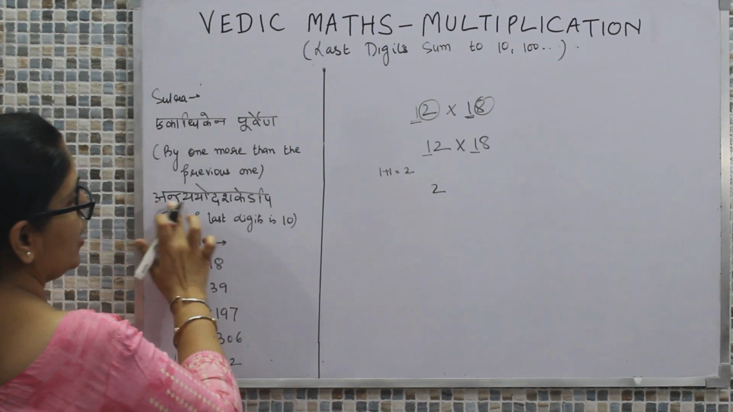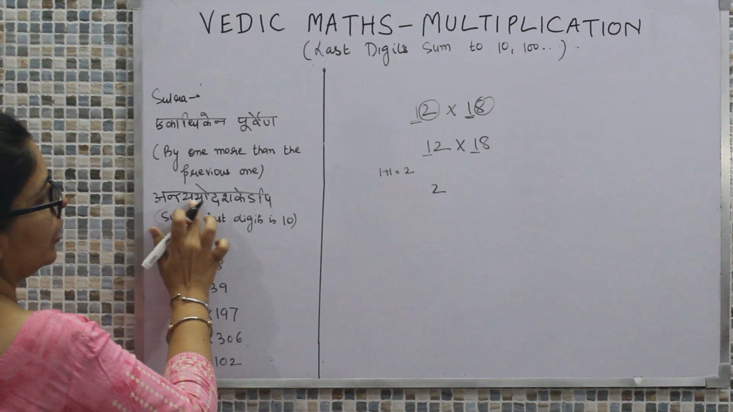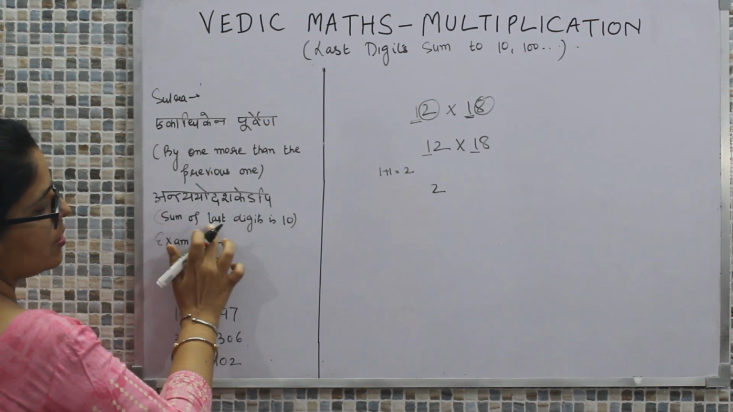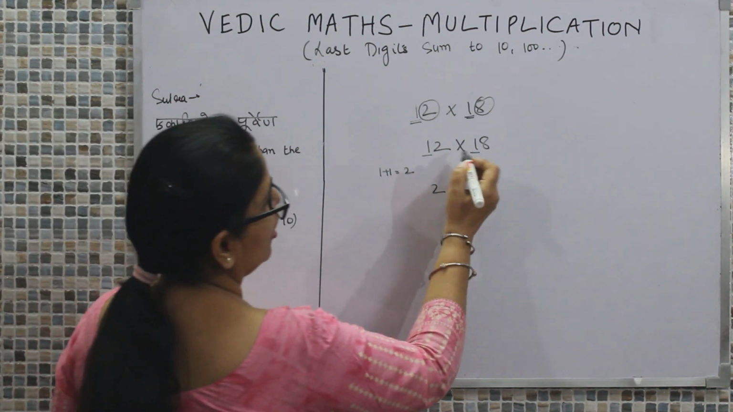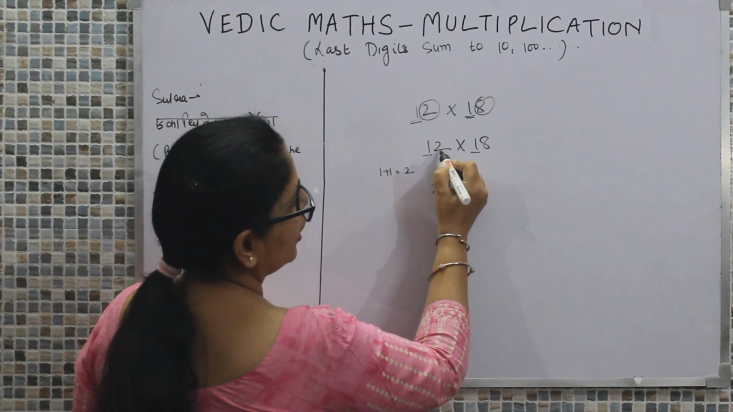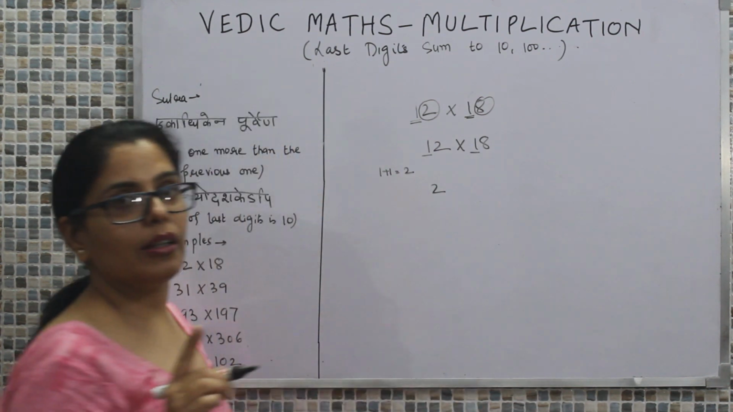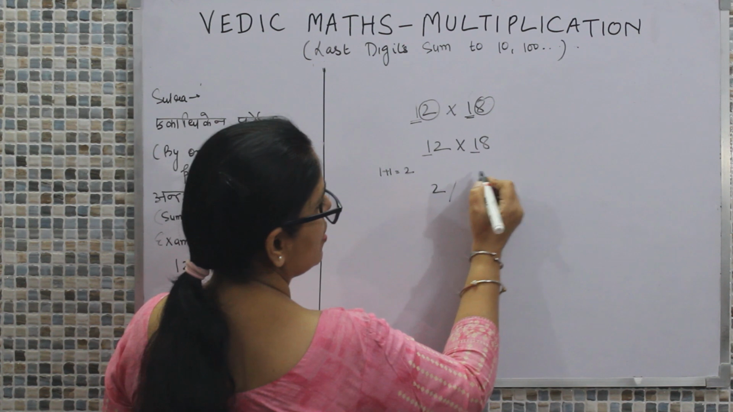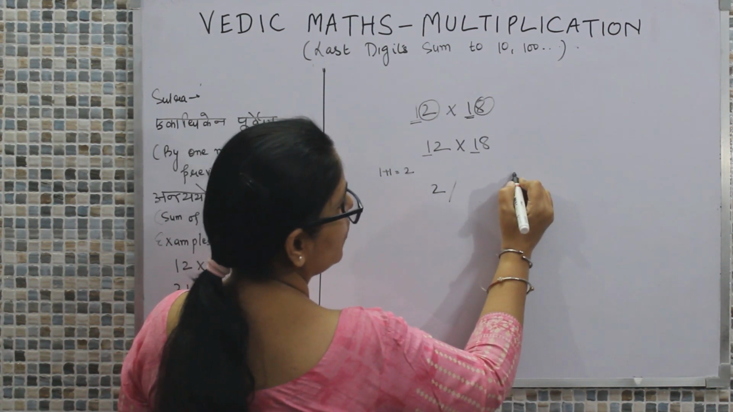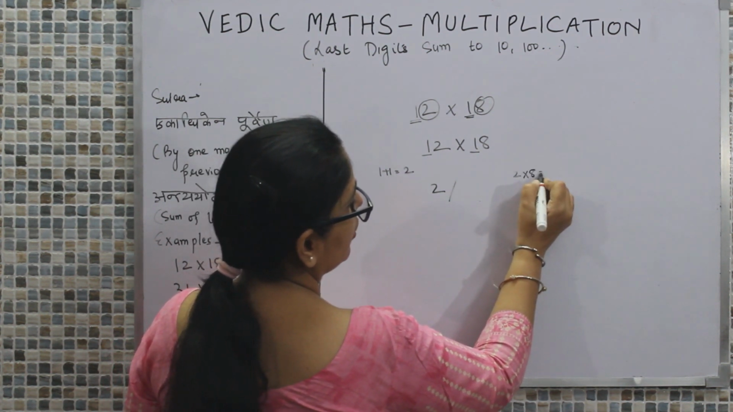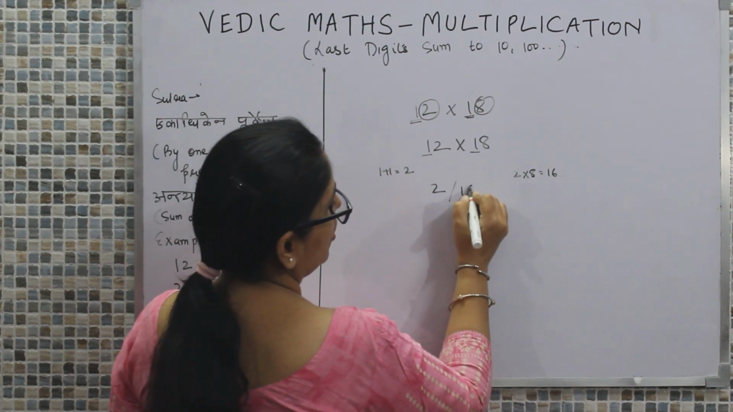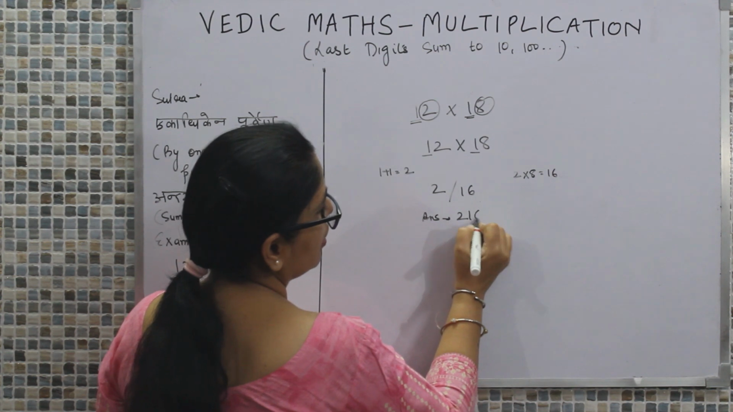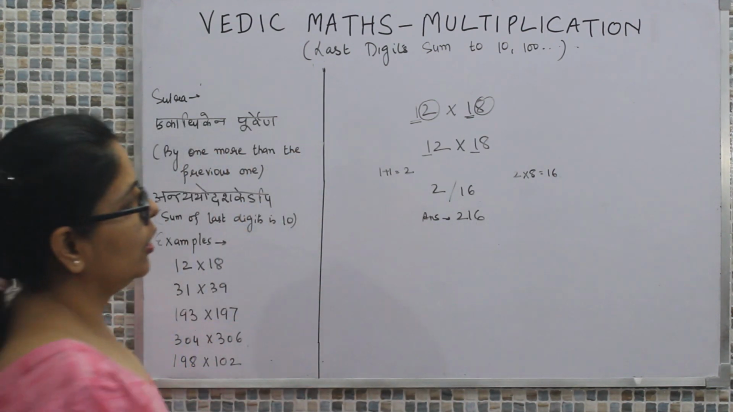Now we use the next sutra, that is Antyayordashakepi. What does it signify? That the sum of the last digits is 10. As we have identified that 2 plus 8 is 10, let's calculate the value of the RHS. For calculating the value of RHS, we have 2 into 8, so that is 16. So the answer will be 216. Let's verify it.